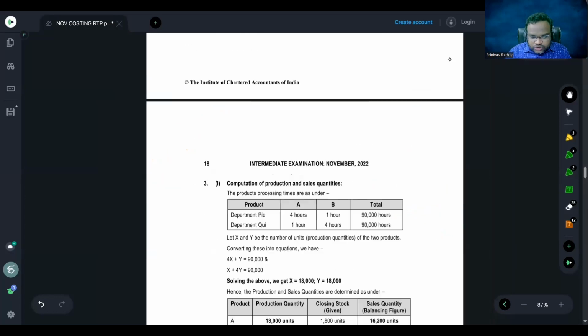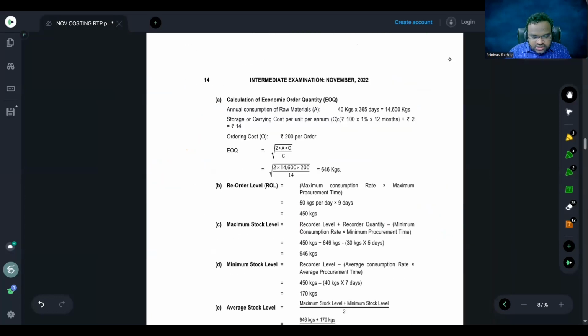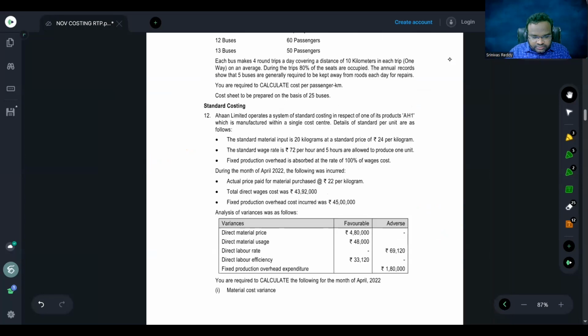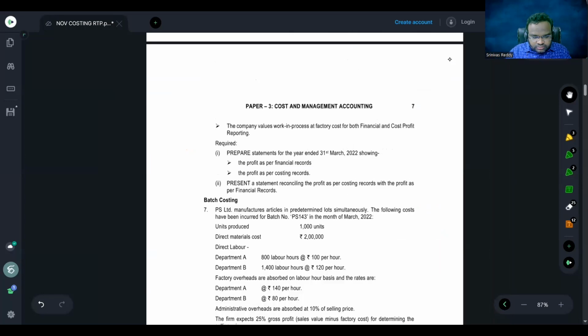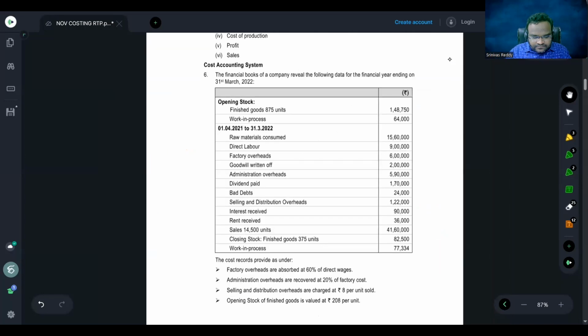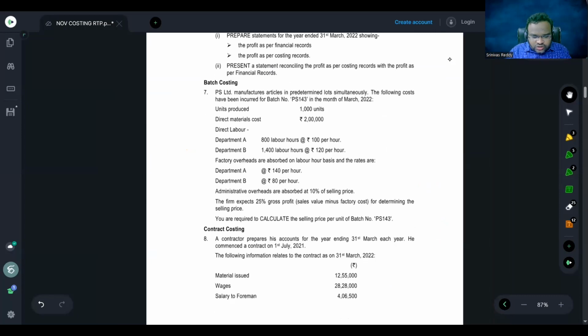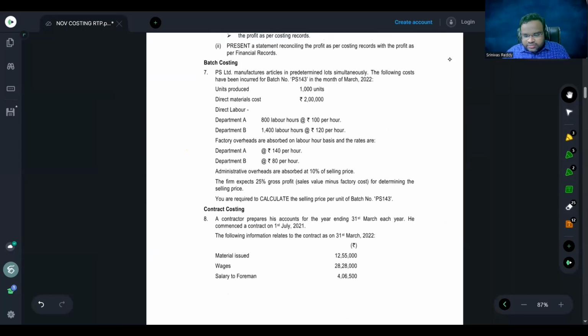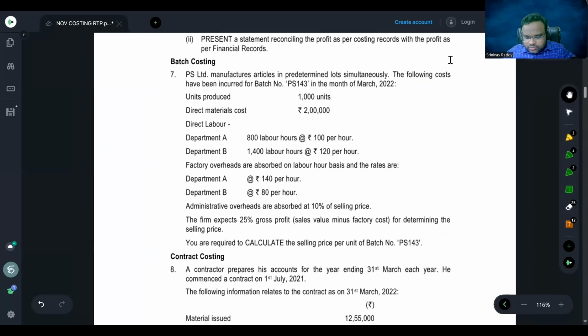Let us go to the next question. Hope you have understood up to question number 6, right? Let us go to batch costing. It is also a simple question. I think we used to use a draw PDF. I don't know, it is giving me problems today, but don't worry.